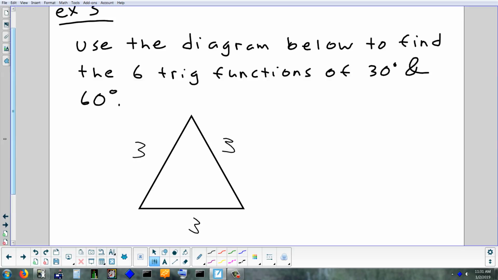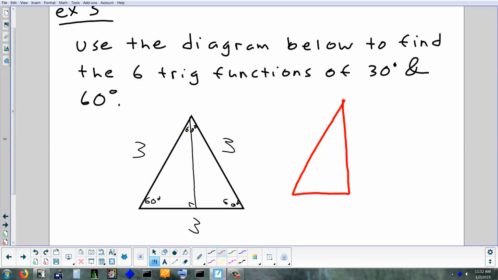But there's an equilateral triangle, which means all the angles here are what? They're all 60. 60, 60, 60. Now, that doesn't help me to answer the question, because when you're trying to do this, you need a right triangle. But what if I do this? Draw a line straight down to the bottom. Now, let's look at this triangle in red.